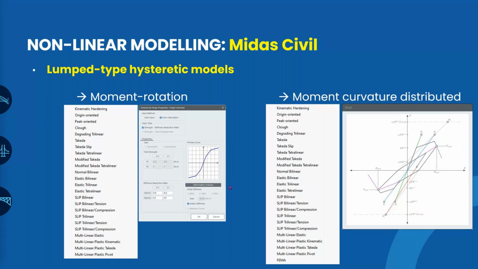So if you consider the lumped type of hysteretic model, we have various hysteretic models. Depending upon the type of hysteretic model that you need to choose, which can be referred from the research papers, depending upon the calibration of the data that we discussed earlier, you can choose various types of hysteretic model from the list. So in case of the moment rotation as well as the moment curvature distributed, there are different types of hysteretic models such as the kinematic hardening, the Clough and Benson, Takeda model, and slip models, and also the multilinear elastic plastic models are available. So we will be focusing on a few of these models in our discussion here.